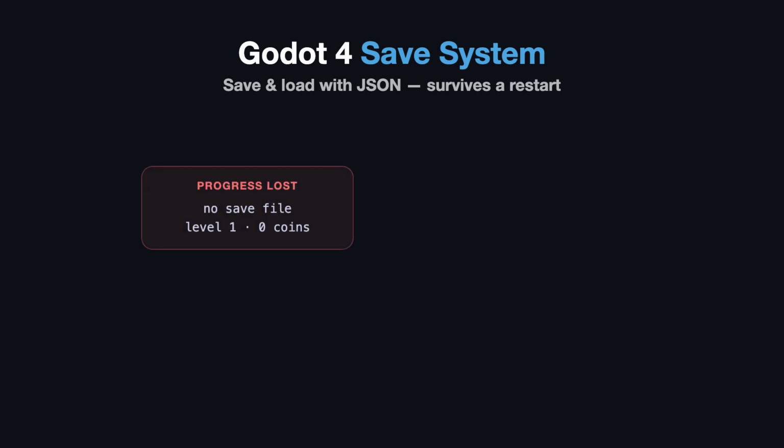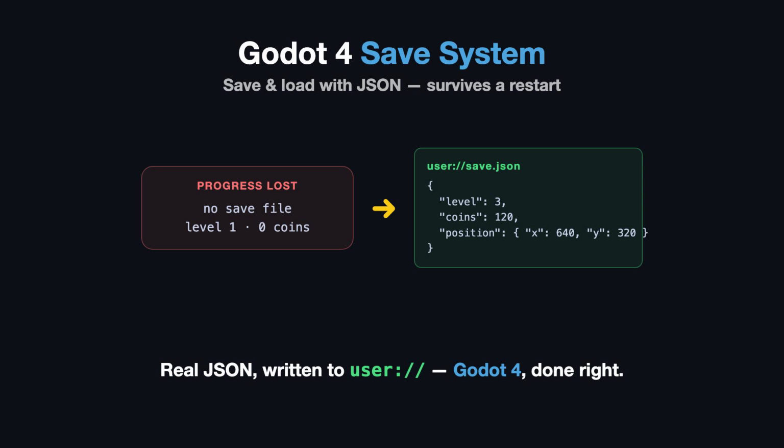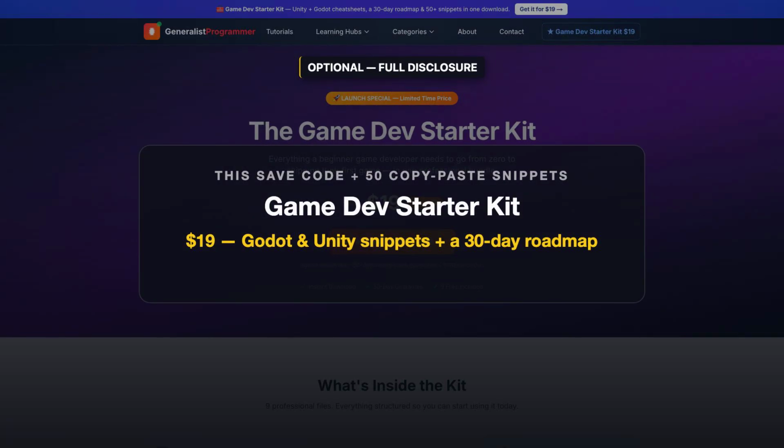Players grind for an hour, close the game, and it's all gone. Let's build a Godot save system that actually survives a restart. Save and load, real JSON. No half-baked tutorials. Quick, honest heads up before we open the editor.